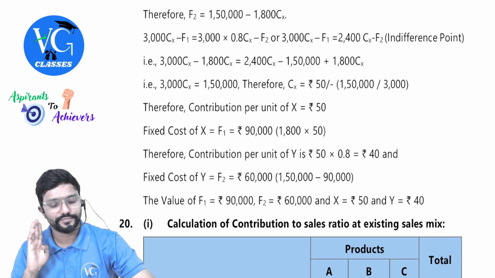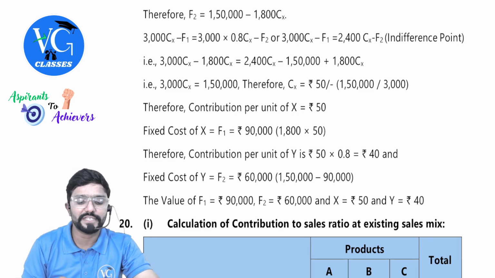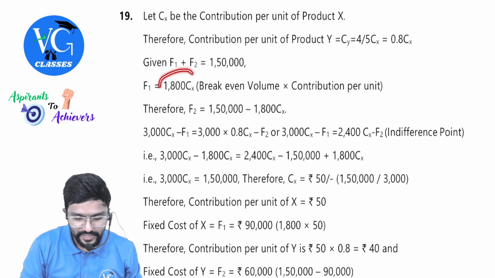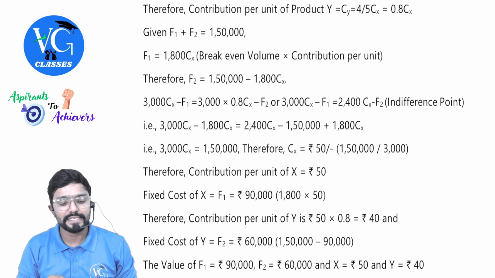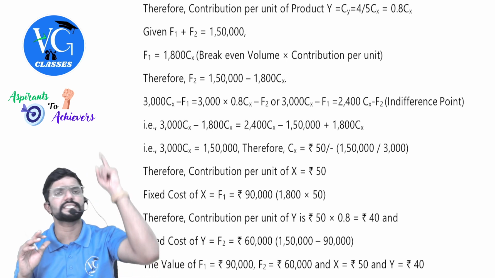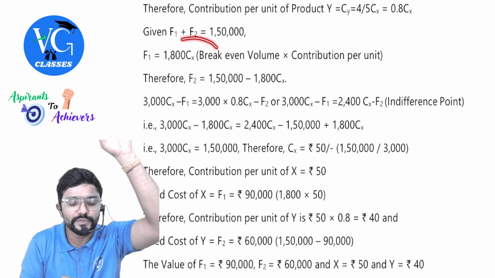1,50,000. First, let me finish this step. 3,000 CX minus F1. Guys, F1 we have got here: 1,800 CX. So in place of F1, I am bringing 1,800 CX. Any confusion? Hope you understood. I brought that value in place of F1.